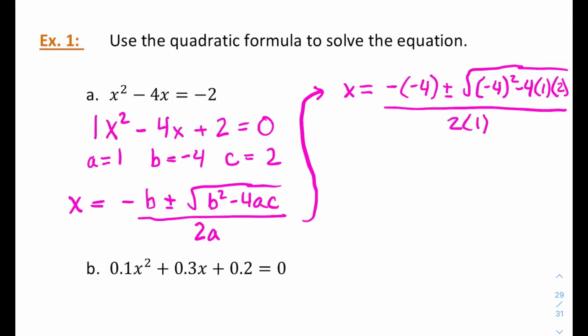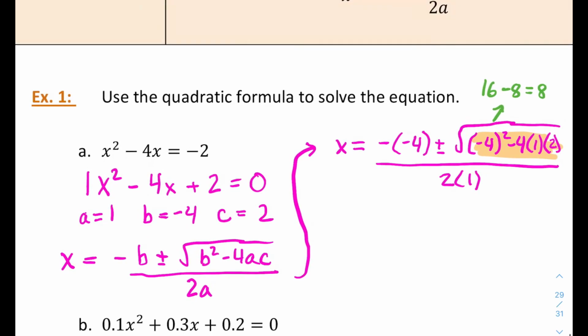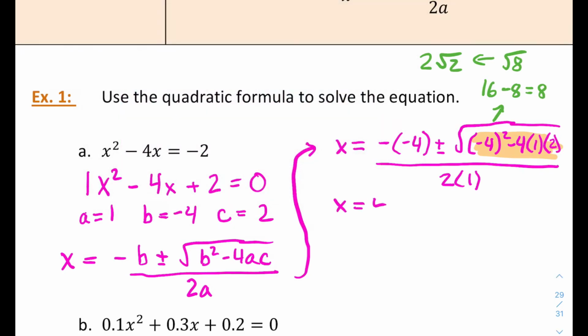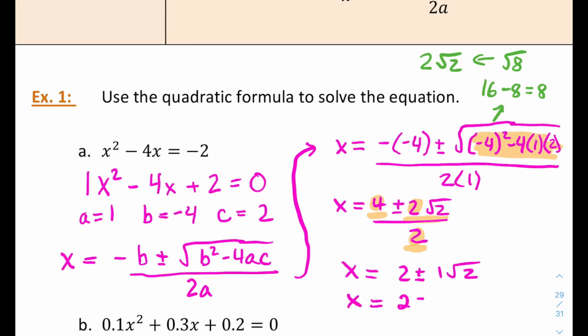And then I simplify inside the radical first. Definitely would recommend starting there. So on this one, you're going to have negative 4 squared is 16 minus 8. So you'll have 8 inside your radical, which you can break down square root of 8 into 2 square root 2. So simplify your radical first, and then see if there's anything else you can do. So we'll end up with 4 plus or minus 2 square root 2 all over 2. And then if you look at that, we can reduce our fraction because 4, 2, and 2 all have a common factor of 2. So if I divide everything by 2, I get 2 plus or minus just 1 square root 2, or 2 plus or minus square root of 2.